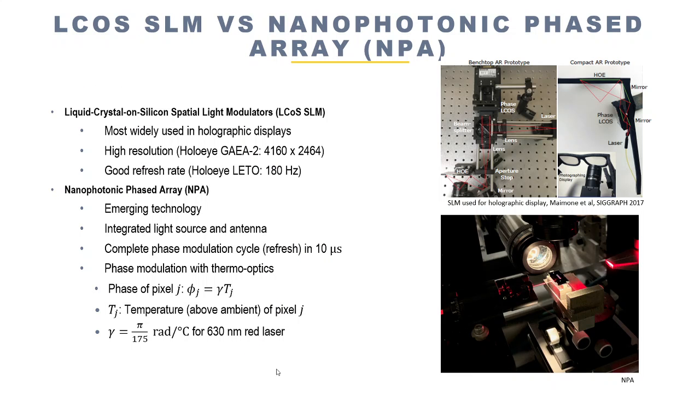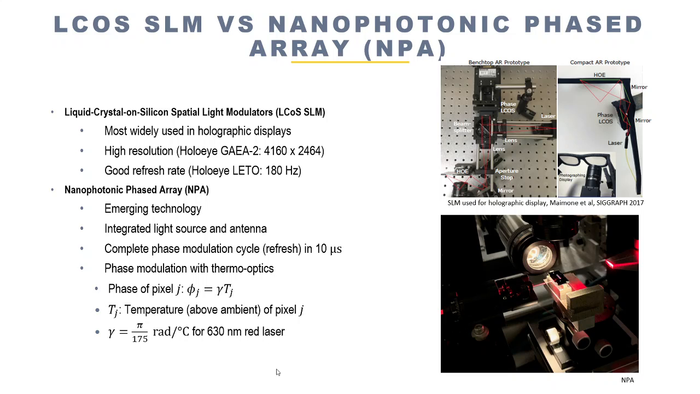The liquid crystal on silicon spatial light modulators, or SLMs, have been the most widely used phase modulators for holographic displays. They modulate the phase by adjusting the refractive index of the liquid crystal with different levels of voltage. There are no SLMs with very high resolution and good refresh rate up to a few hundred Hz.